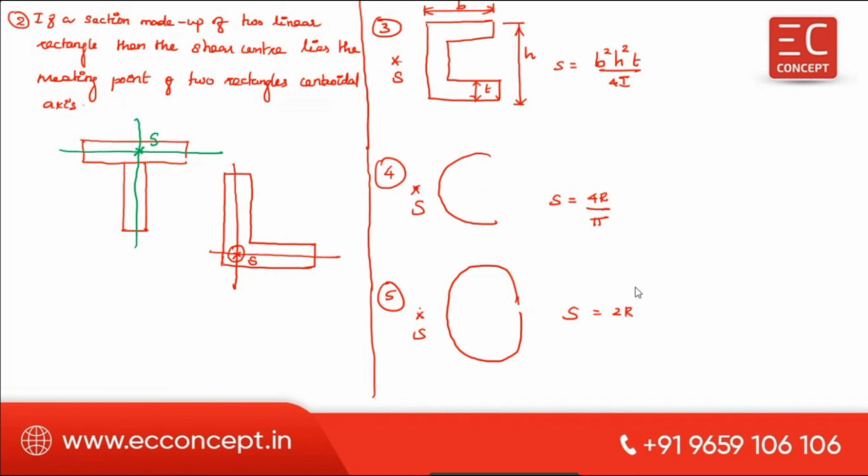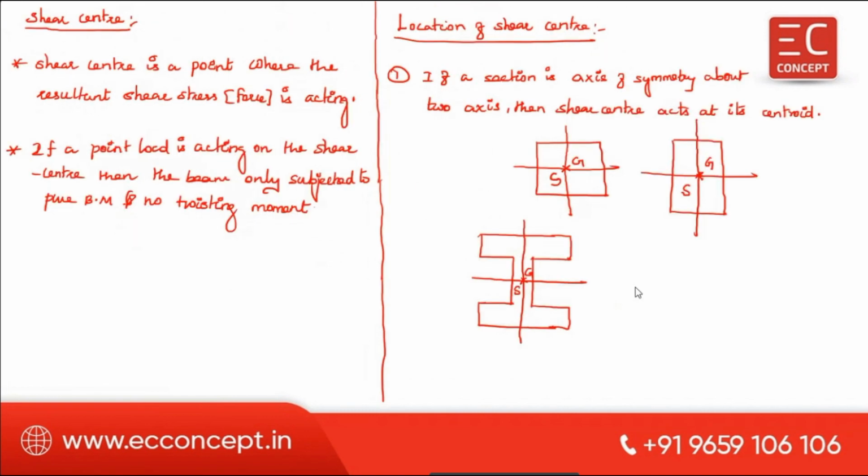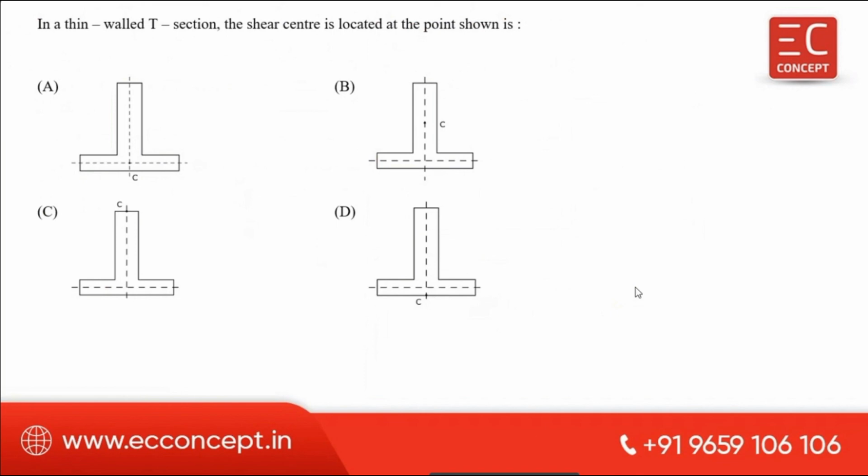Now you can answer this question. In a thin wall T section, where is the shear center located? This point, right? This is the center of the first segment, this is the center of the second segment. In this case, this is the shear center. In the other options they marked different points, therefore these three are wrong. Option A is correct.